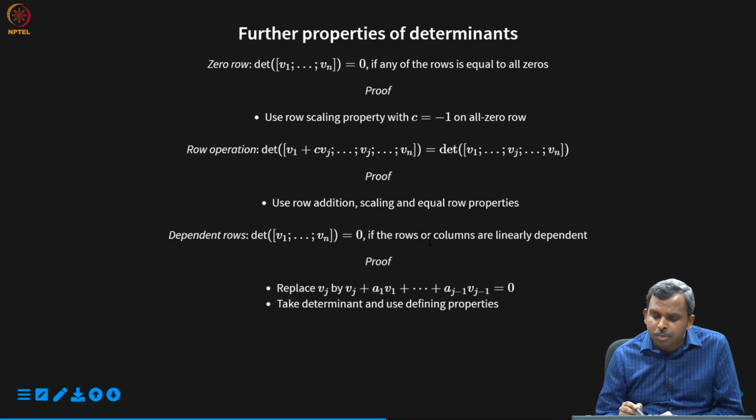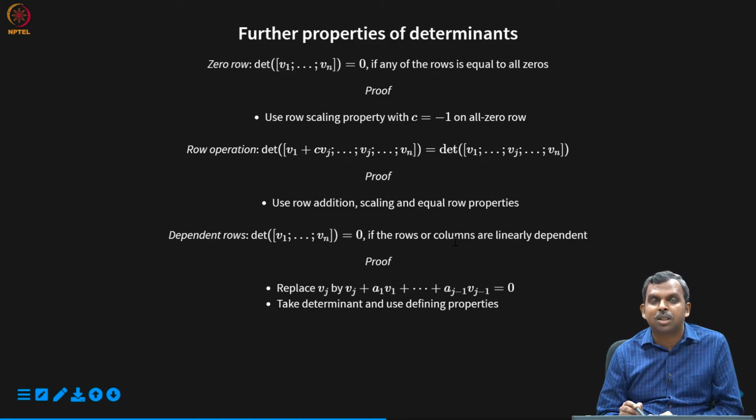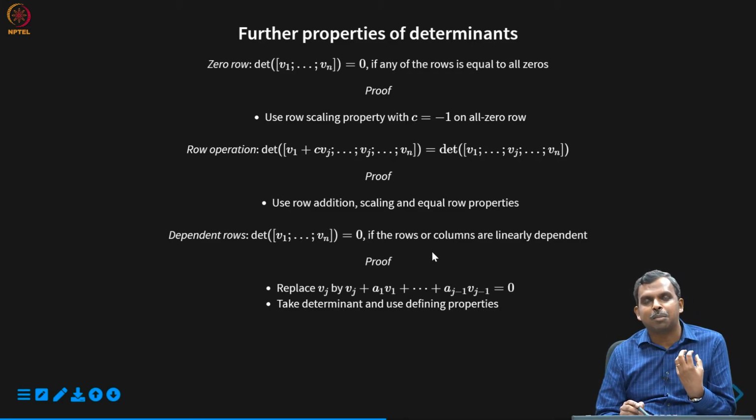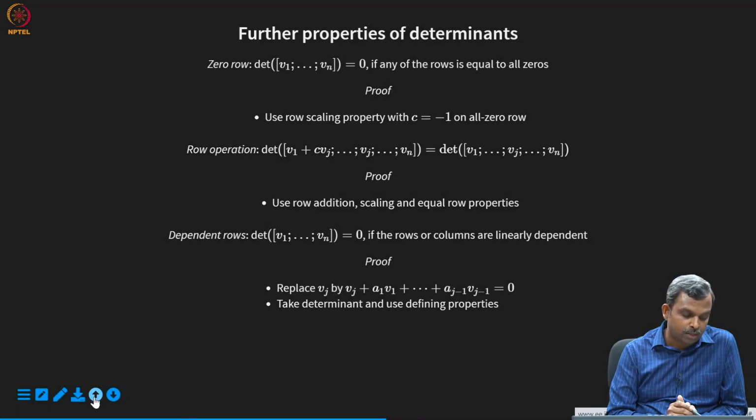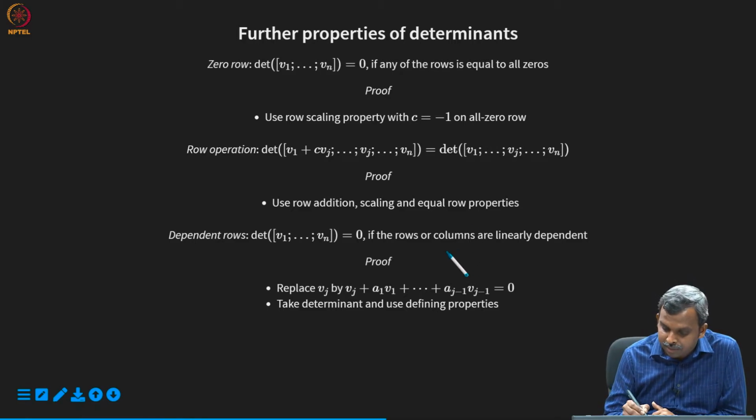So what about columns? Why do columns enter the picture? Because we know row rank and column rank are the same. If the columns are linearly dependent in a matrix, the rows are also linearly dependent. Is that right? In a square matrix, that's true. If it's not a square matrix, then you can have other possibilities. But in determinants, remember, we are dealing only with square matrices. Whenever we talk of determinant, we're talking about square matrices.